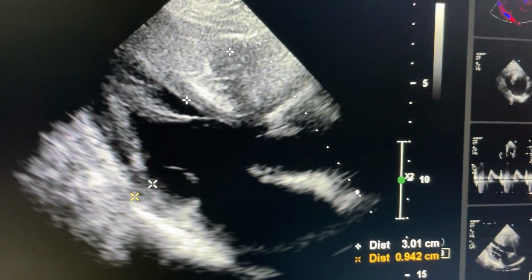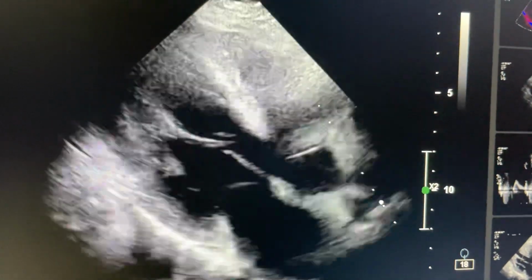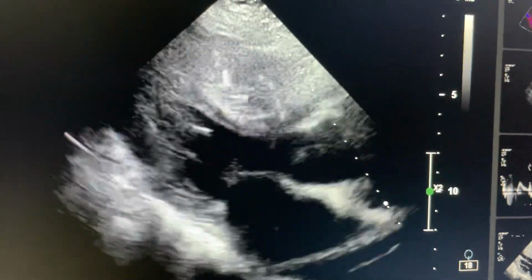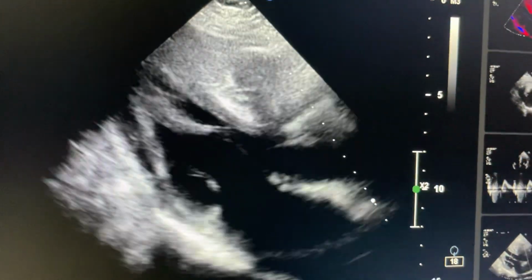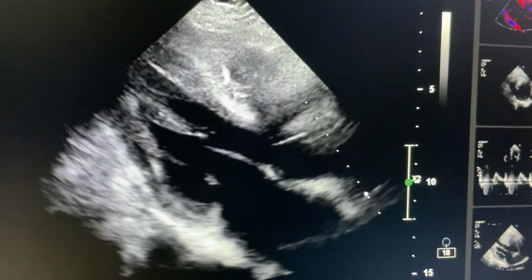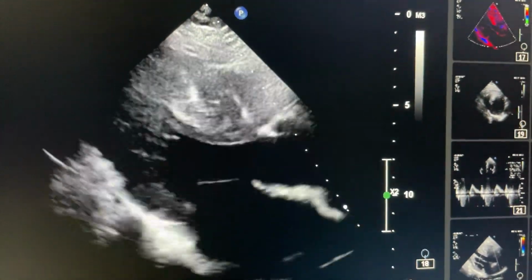So this is the diagnosis of hypertrophic cardiomyopathy. You can see the systolic anterior motion of anterior mitral leaflet is not that significant, not causing significant flow obstruction within the left ventricular outlet portion, that is subaortic region.